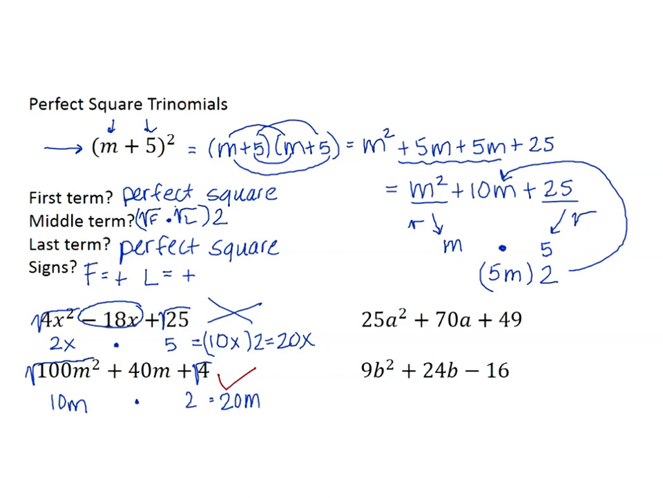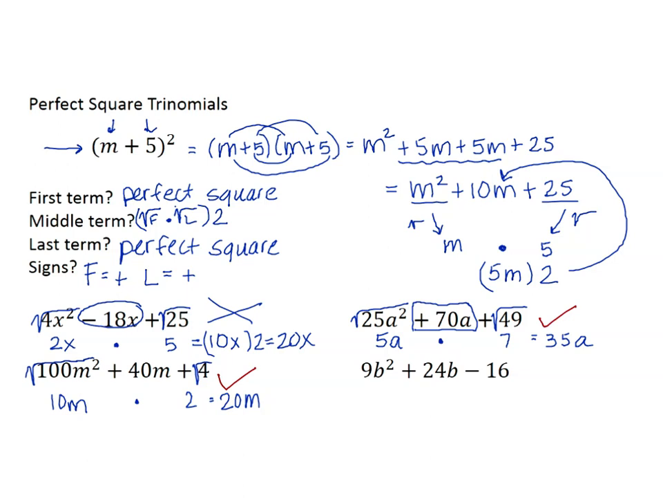All right, let's look at the third one. We always check first and last terms. Is the first term a perfect square? Yes. Is the last term a perfect square? Yes. So now we have to check that middle term. Square root of the first term gives me 5a. Square root of the last term gives me 7. I multiply them and I get 35a. I double that and it does equal my middle term. So this one also checks out.